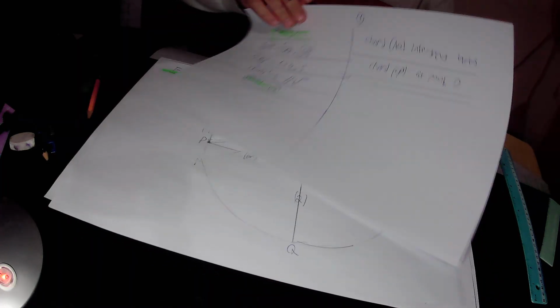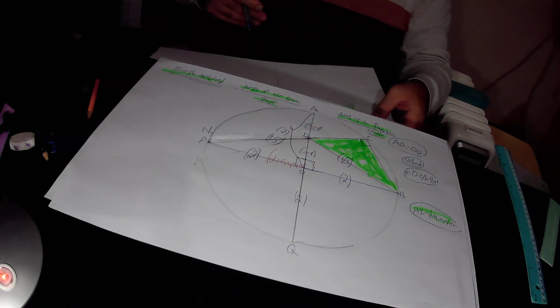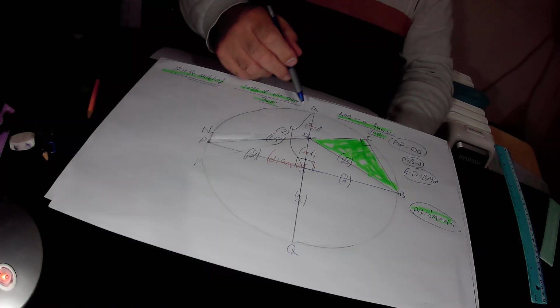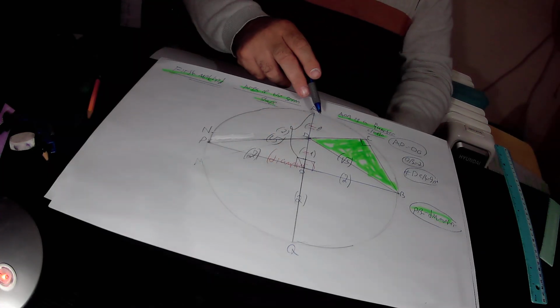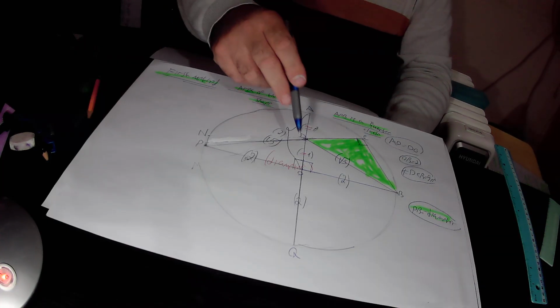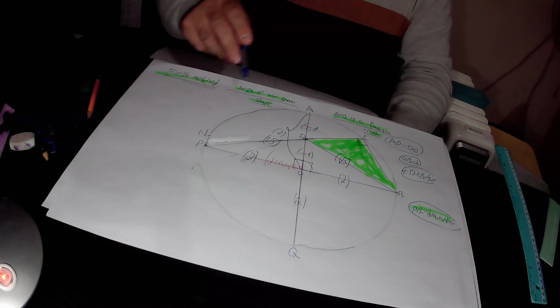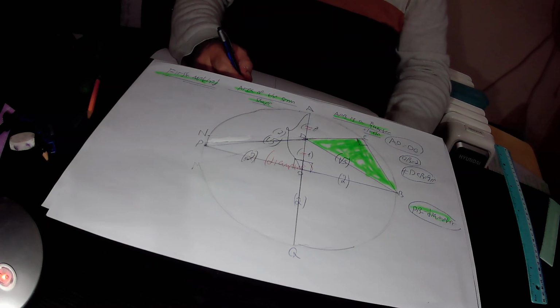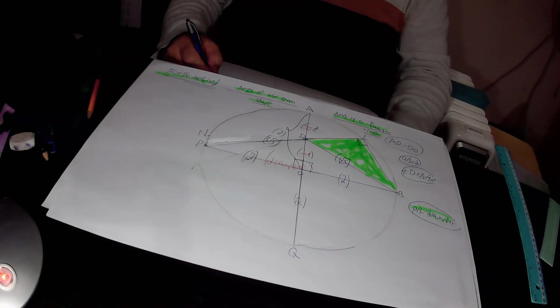According to rule 24, the following equation is true: AD times DQ equals CD times DP. Repeat again, AD times DQ equals CD times DP. So write it down: AD times DQ equals CD times DP.